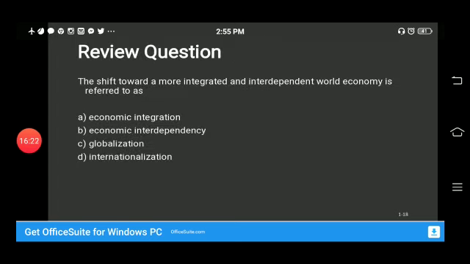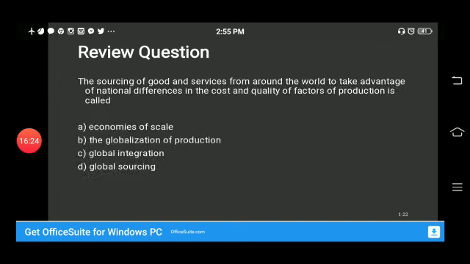Now, let's see how well you understand the material in this chapter.